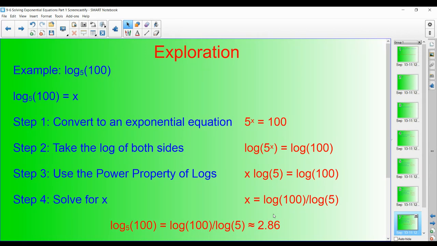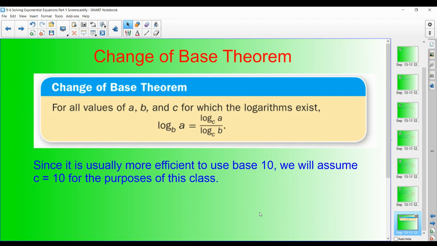So what the change of base formula says, the theorem says, is if I have any base, so log base b of a, I can change it by doing the log base anything of a divided by the log base anything of b. Now, I don't know why you'd ever use any other base besides 10 in this case, so we're just going to assume c is 10 and just say that log base b of a is really log of a divided by log of b, and they're both base 10. Then you can use your calculator to evaluate it. So that's how we change the base from anything to base 10.